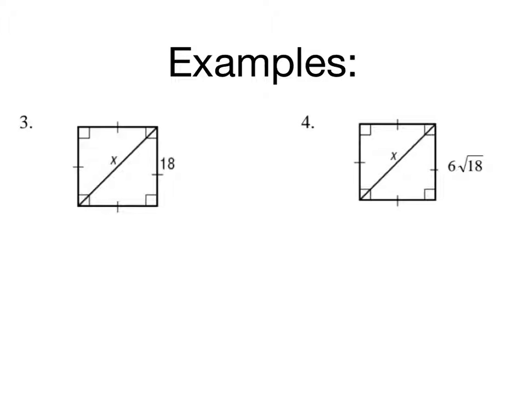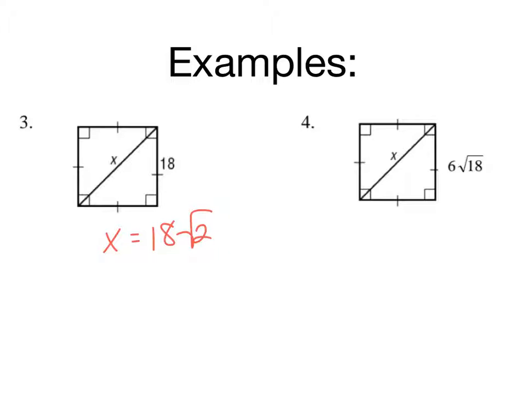Here's another 45, 45, 90 triangle. Now I know it's 45, 45, 90 because this is a square. I can see my 4 right angles and 4 equal sides. So I know that once we draw this diagonal right here, that it bisects those angles. So this is 45, 45, 90, which means x has a value of 18 times the square root of 2.